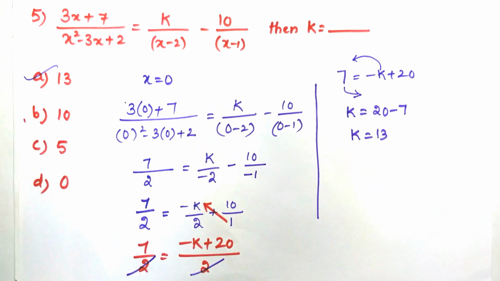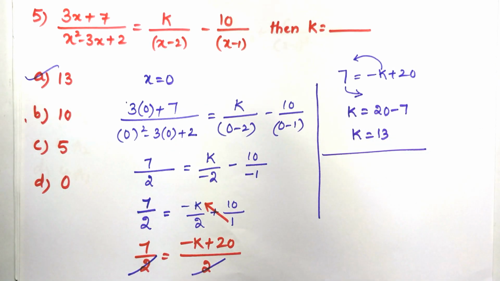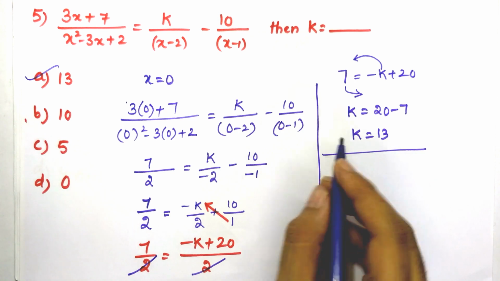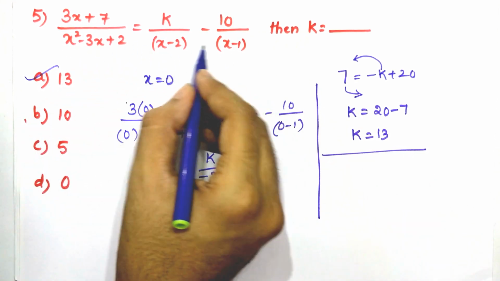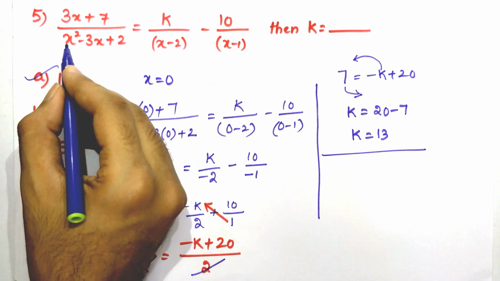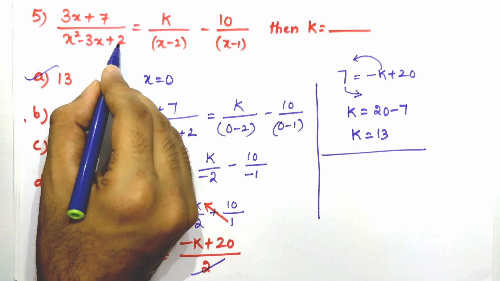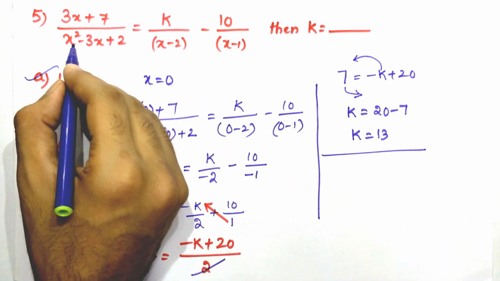So which one is correct? Option A is correct. So this is the first trick by using which you can solve this. And the second method is, now we know that these two are the partial fractions of this one. So it means x square minus 3x plus 2 has two roots, and x minus 2 and x minus 1 are the roots of this.